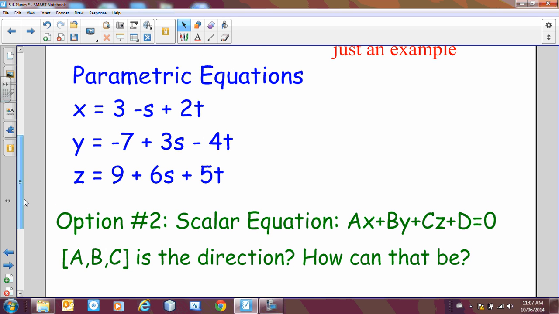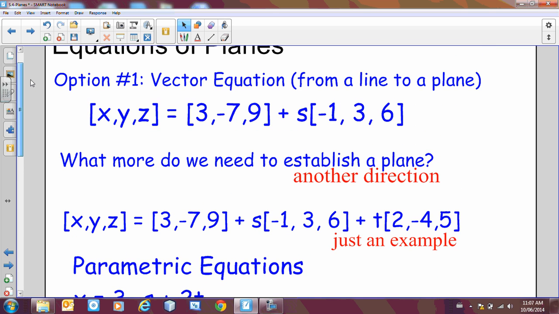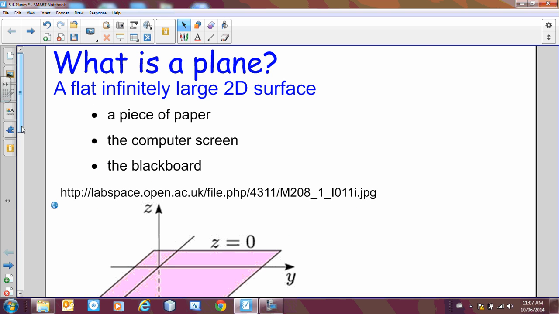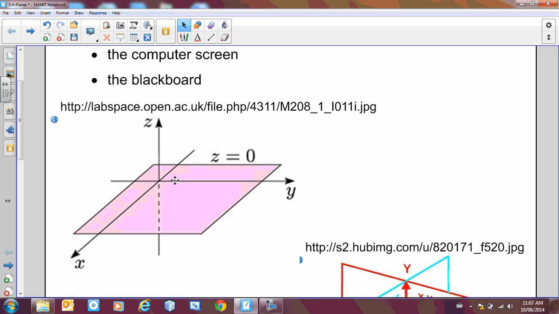So our second option is that we have A, B, and C representing the direction of our vector. Now, the question is, how can that be? If we required 2 direction vectors up here, how is it we could actually rewrite this thing with only one? Well, it kind of goes back to this. If we think about the XY plane here, we have the X direction, we have the Y direction, of course, or we have the 2 directions that are perpendicular to Z. We have the 2 axes that are perpendicular to Z.